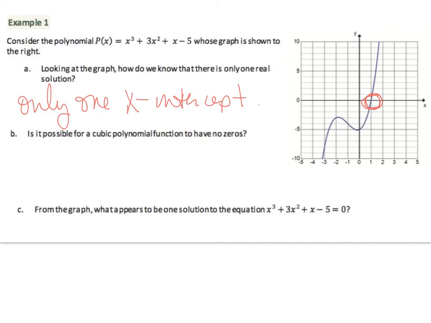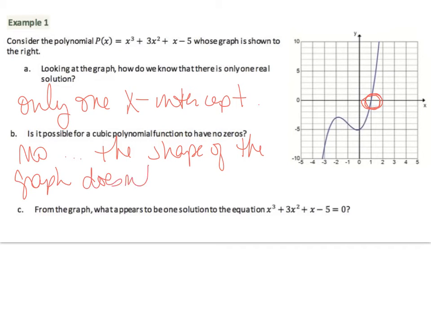Is it possible for a cubic polynomial function to have no zeros? No. The shape of the graph doesn't allow that. Basically, this is a cubic shape, it has to cross the x-axis somewhere. Even if it can cross it 3 times, it can cross it once, but it has to cross at least once. So from the graph, what appears to be the one solution to the equation?